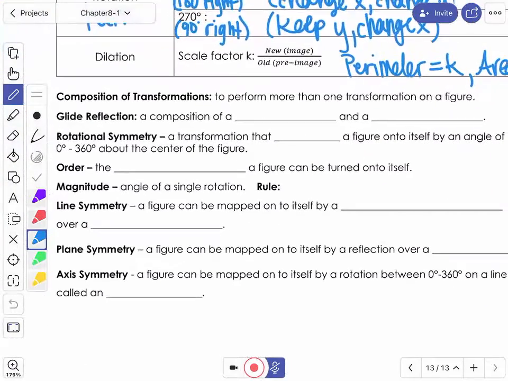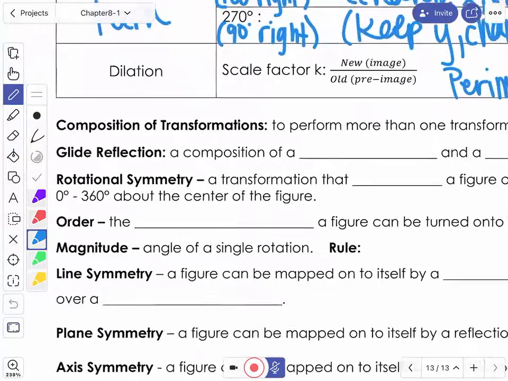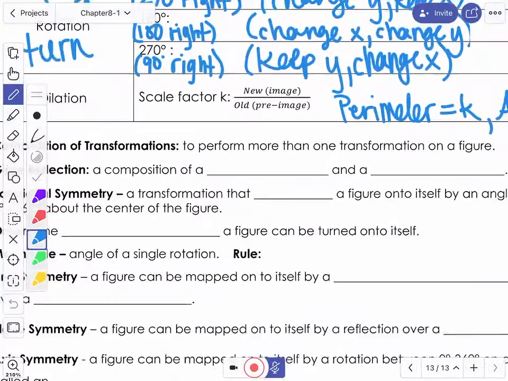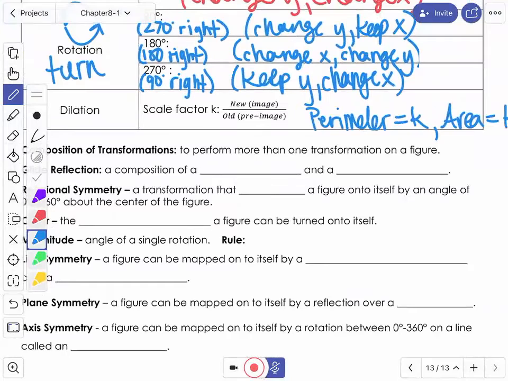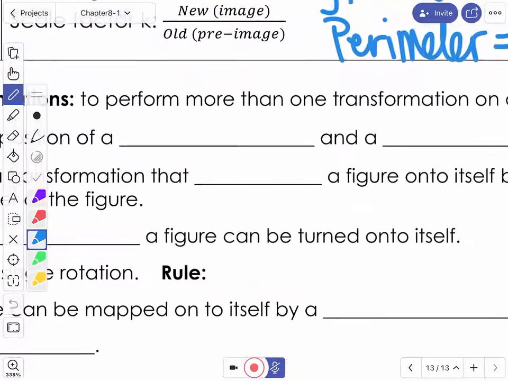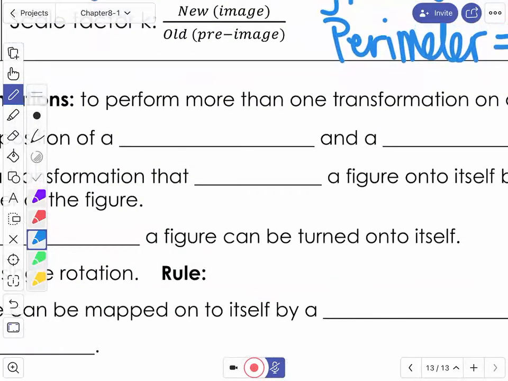All right, let's review some of our vocabulary for just a second with our symmetry. We have what was called the composition of transformations, which is to perform more than one transformation on a figure. So remember, it's like a chain reaction. We had the glide reflection, which was a composition of a translation and a reflection.